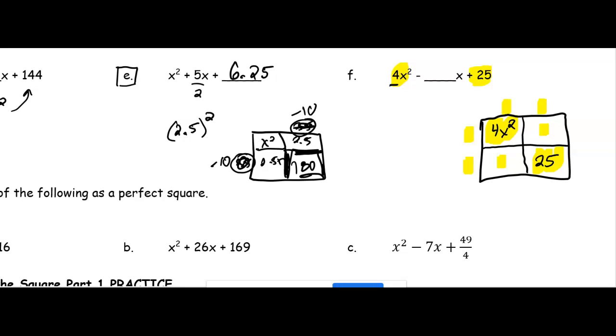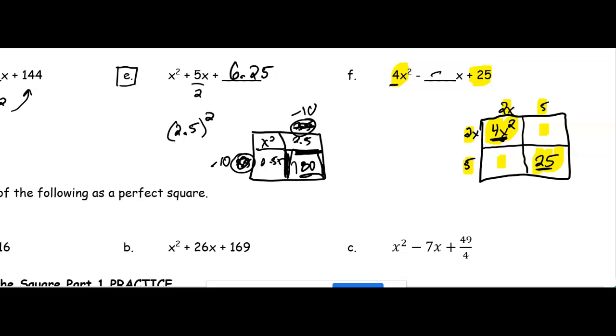Oh boy, okay, let's see what we got here. We'll walk through this one together. In order to get a 4x squared here, these would both have to be a 2x and a 2x. That's what would multiply together to give us 4x squared. To get a 25, again, these have to be perfect squares. That's why all these have to be the same. So the only way I'm going to get a 25 is if this is a 5 and that's a 5.